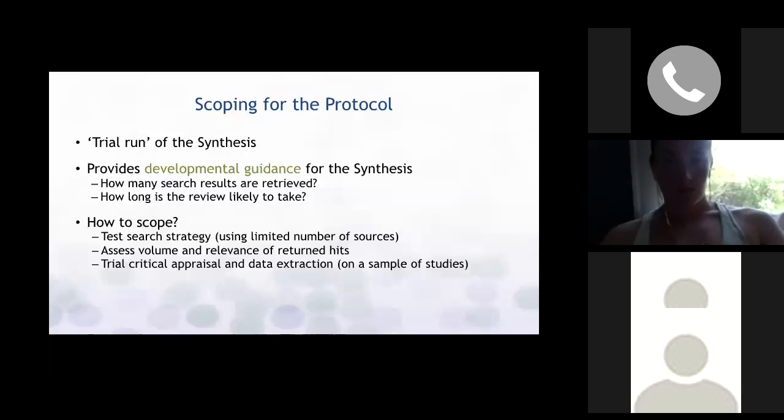So that's pretty cool. You can play around with that. And so how do we actually search, or how do we actually scope this review? So one, you want to test your search strategy, which is first going to require you to define what search sources you want to look within.